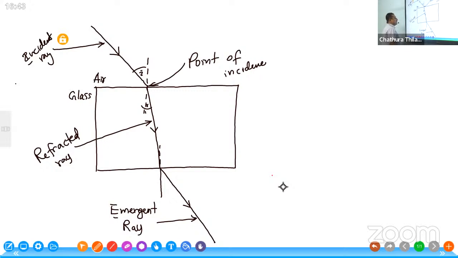If you do it with optical pins, first keep the glass block on a white paper and draw the margins of the block. Using a ruler, you can draw an incident ray first, and the normal. Okay, then use two optical pins. One is closer to the interface, the other one is away from the interface.